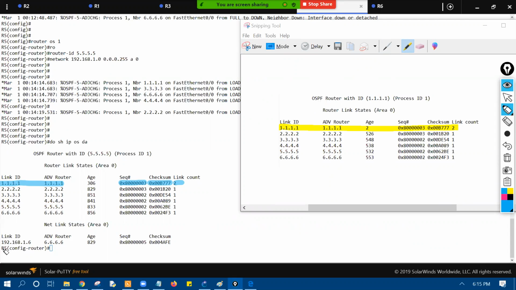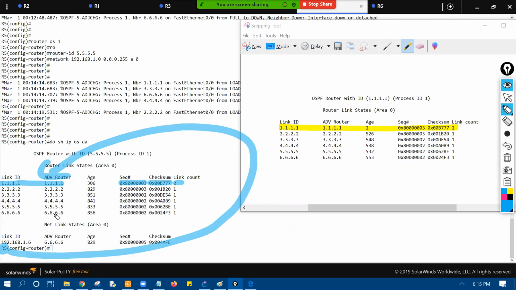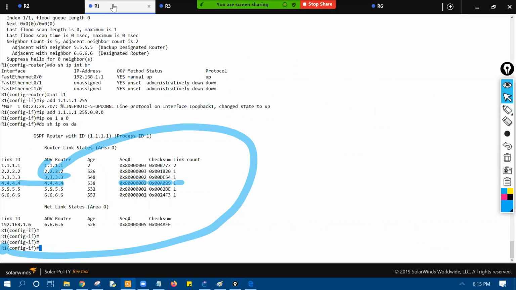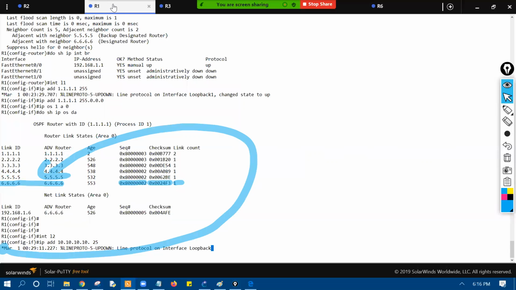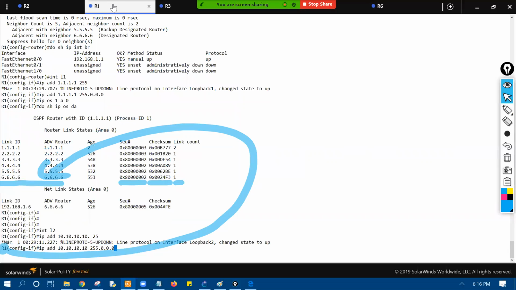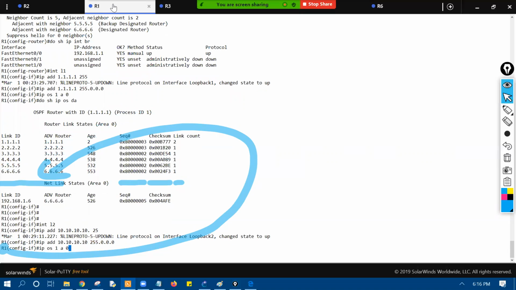So right now I'm present on R5, and R5 has the information over the R1 database stream. Again, if you go to the R1 router and do an update, interface loopback number 2, IP address 10.10.10.10, ip ospf 1 area 0, what happened? The age will be reset, the sequence number will be changed, the checksum will be changed, and the link count will be changed. These four values will be changed at the same time.